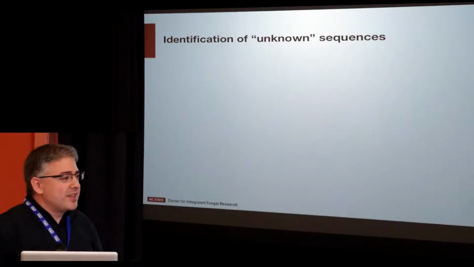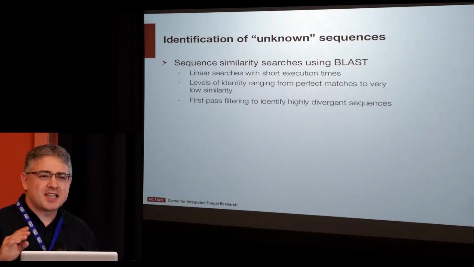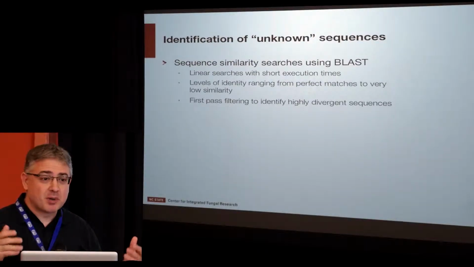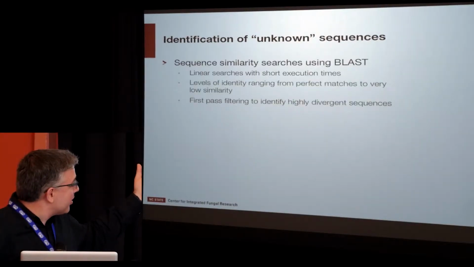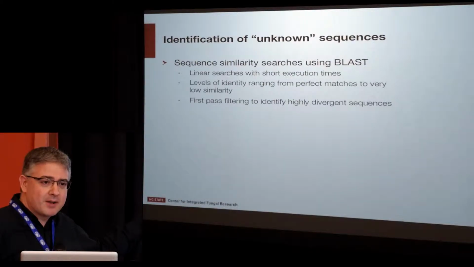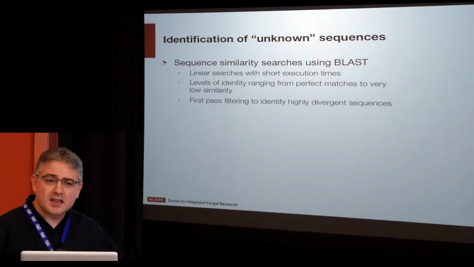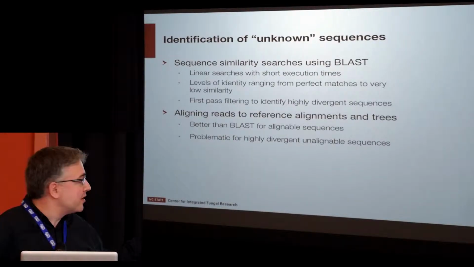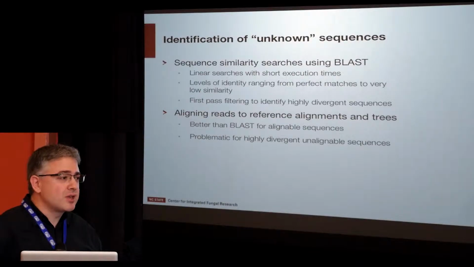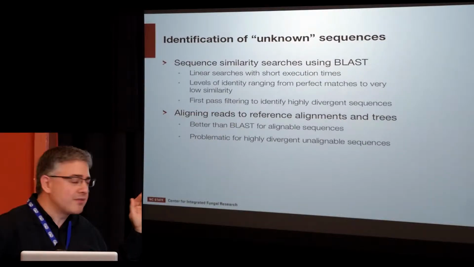Okay, so how do we deal with these unknowns? How do we identify unknown sequences? The easiest thing is BLAST, but that's a pairwise thing. It doesn't care about anything about evolutionary history, but it's very fast, and it works well. You can detect perfect matches or sequence hits with low similarity. But what's really critical about BLAST and the utility of it is to identify these highly divergent sequences and to filter them. And the reason I point this out, this is important when we're doing alignment of reads to curated reference alignments in trees. Highly divergent sequences will throw off these algorithms, so we need a filtering step there.